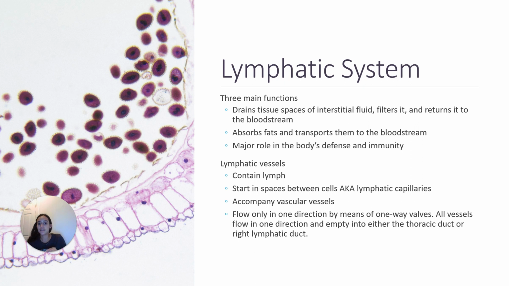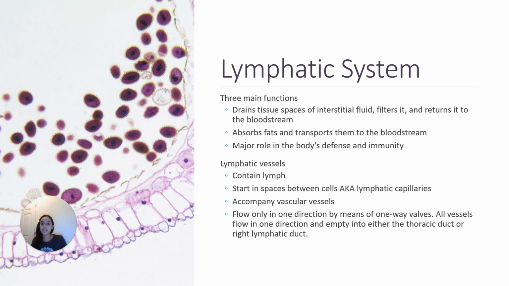Lymphatic vessels start in the spaces between the cells, and at that point they are so small that they're known as lymphatic capillaries. And then these accompany vascular vessels. So where you see a lot of vascular vessels, you're going to see a lot of the lymphatic vessels. Where you don't see a lot of vascular vessels, you're not going to see lymphatic vessels. So examples of avascular areas are the central nervous system and bone marrow. So you're not going to see a lot of lymphatic activity there.